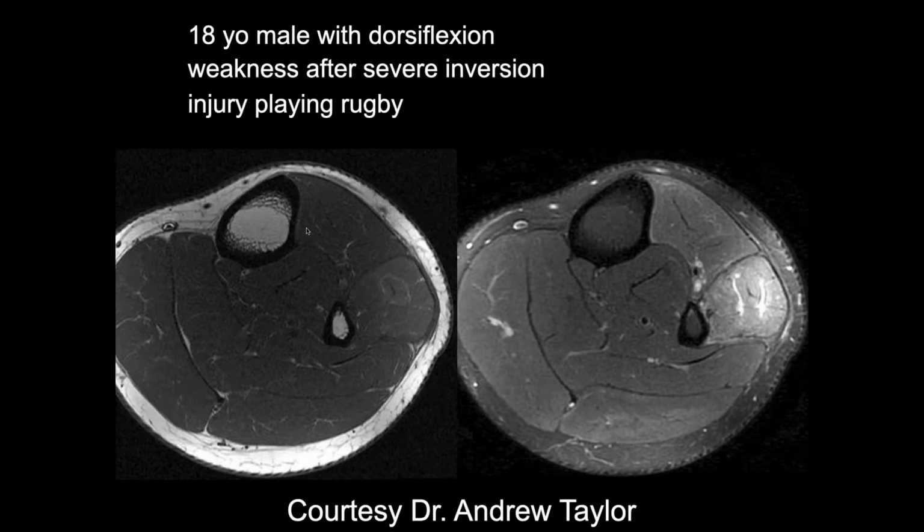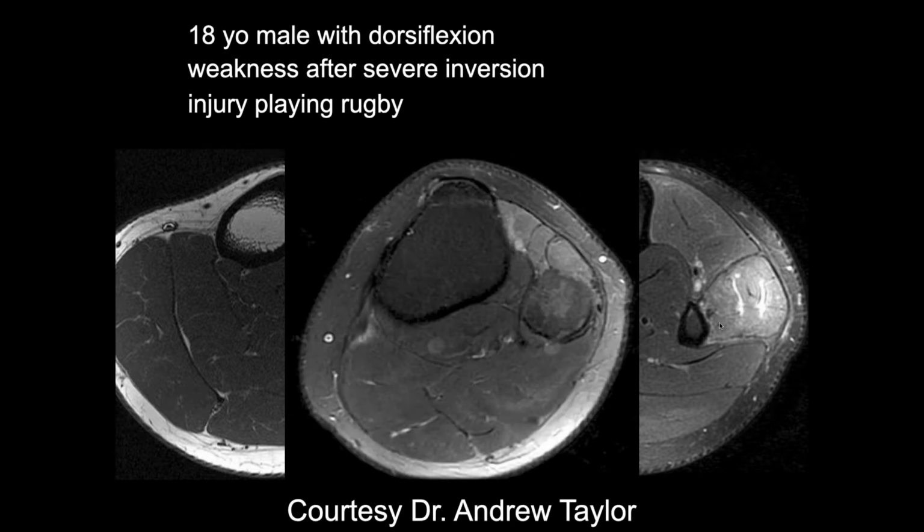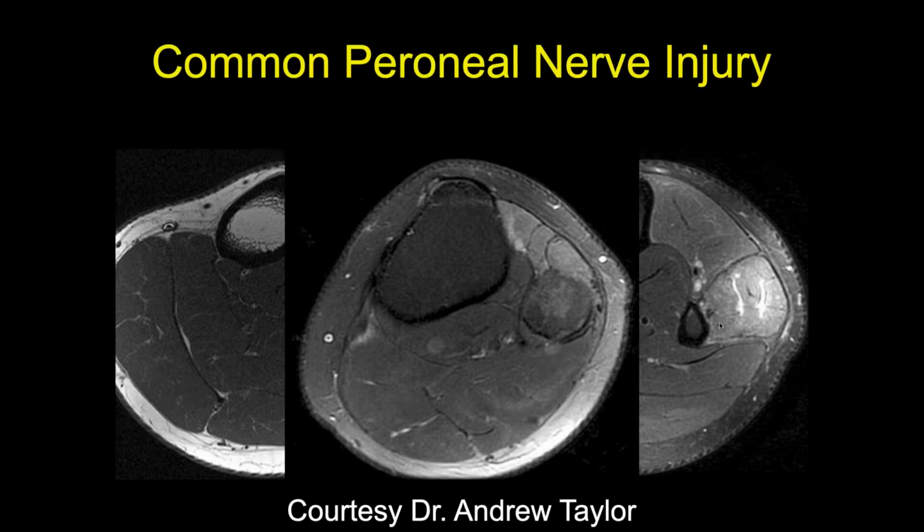Okay, 18-year-old male with dorsiflexion weakness after severe inversion injury playing rugby. So we see a lot of signal within the peroneal, probably the peroneus longus muscle, both peroneal muscles. And it's kind of diffuse edema. And now you also see that there's edema in the other extensors, the anterior tibialis and the extensor. So there's got to be a nerve injury and you're getting early denervation. This is a common peroneal injury.